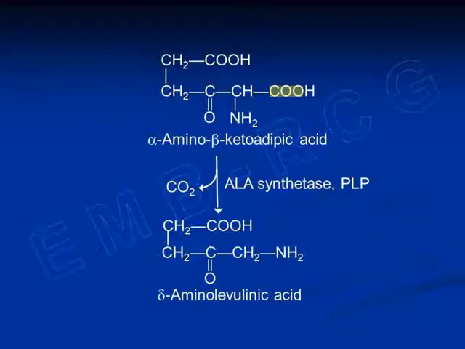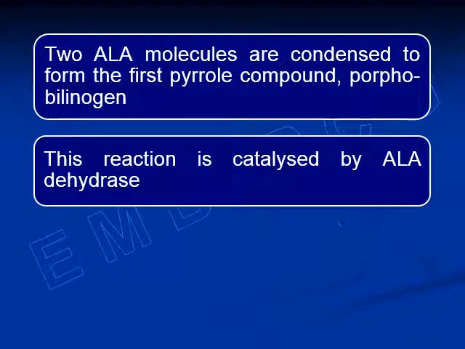Now you see here alpha amino beta-keto adipic acid going through a process of decarboxylation, that is removal of carbon dioxide, catalyzed by the enzyme ALA synthetase and coenzyme PLP, and giving us what? Delta amino levulinic acid. Now, two ALA molecules are condensed to form the first pyrrole compound known as porphobilinogen.